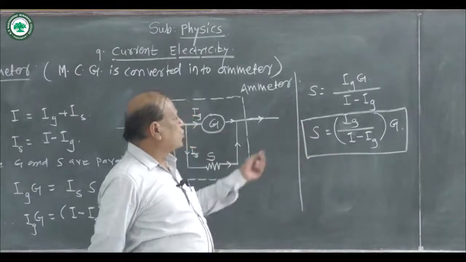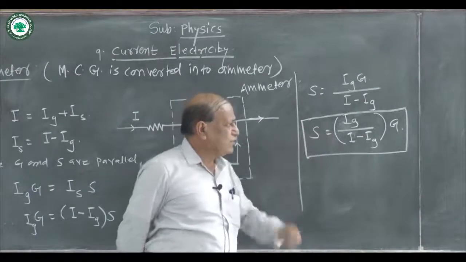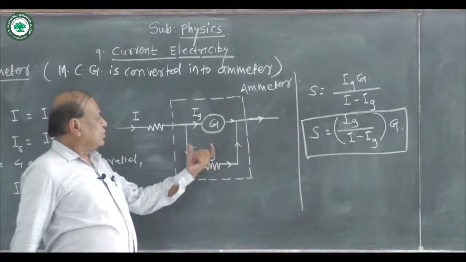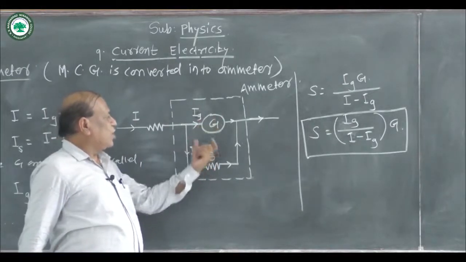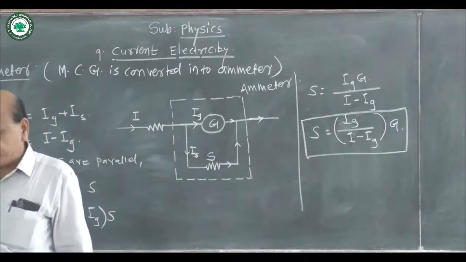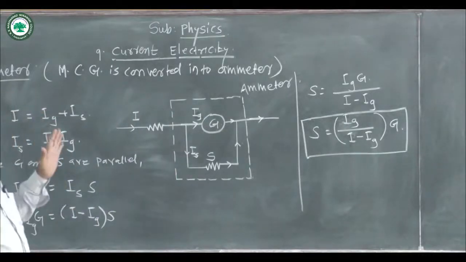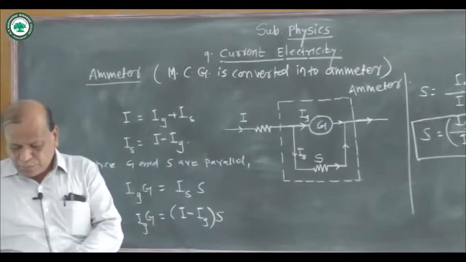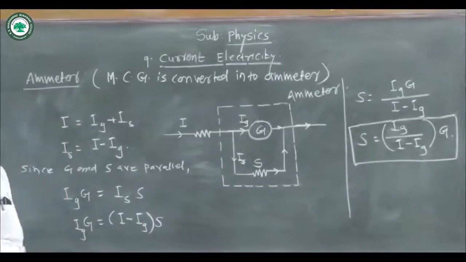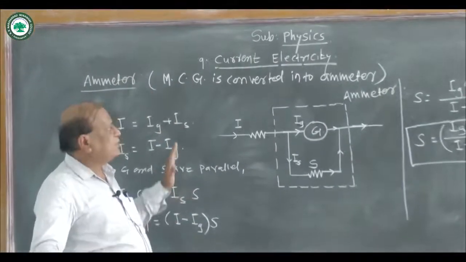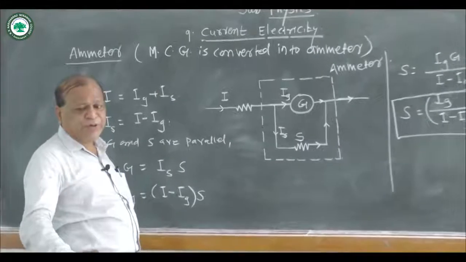And now a suitable value of S is connected parallel to this moving coil galvanometer, then it is converted into an ammeter. We can measure the current flowing through this ammeter. In this way this moving coil galvanometer is converted into an ammeter.